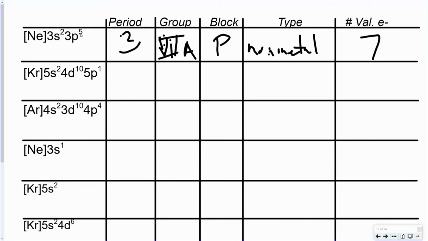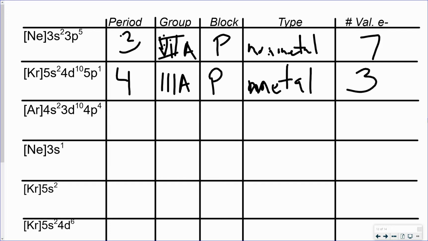How did I get 7? 2 plus 5 is going to give us 7. So we're counting the last one. So this one is in period 4. It's in group 3. I got group 3 because if you count up the valence or the exponents on the 5, it gives you 3. This is also in the P block because the last thing is P. This would be a non-metal. Actually, it'd be a metal, I believe. It would be a metal. And then valence electrons, it would have 3.